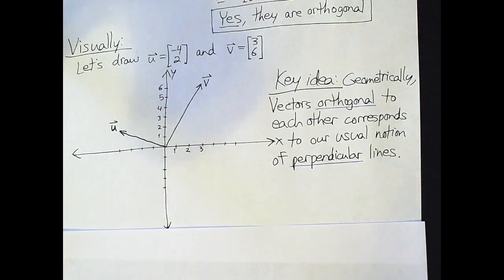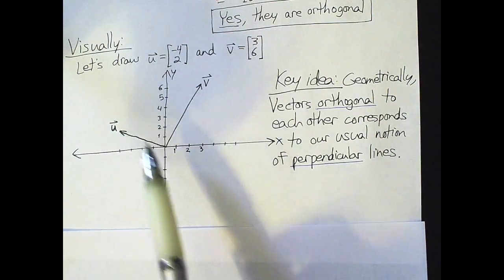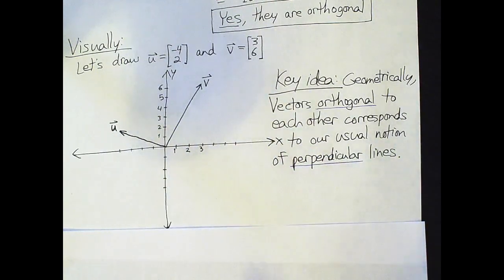Now, these are not really lines, right? They're not linear functions. We didn't draw the whole line. In geometry, you might call something like this a ray. It's kind of like part of a line. But still, just informally, I guess, you could say that being orthogonal is kind of like being perpendicular, except now we're talking about vectors instead of lines.